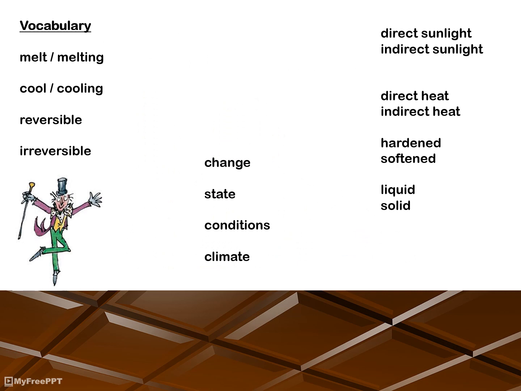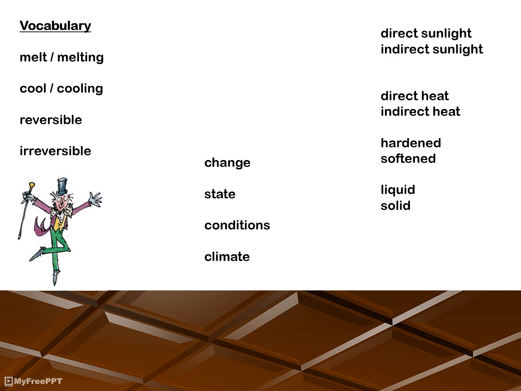Here is some vocabulary that we're going to be needing to use today. So we've got melt or melting, cool or cooling, making something cold again, reversible, which means we can do something and then take it back to where it was. Or is it irreversible, where you can make a change to something but you can't make it change back? The word change, the state of something. Is it a solid? Is it a liquid? We've also got those 2 words down here as well.